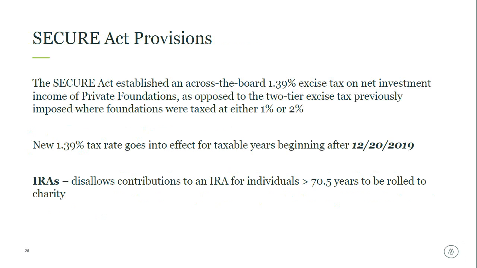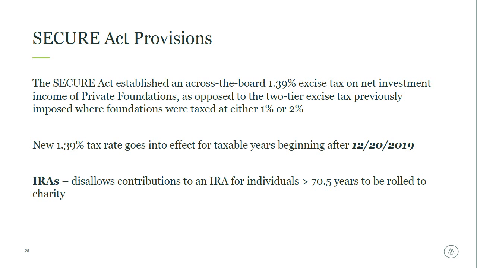So for private foundations, beginning after December 20th, 2019, the excise tax for net investment income is a flat rate of 1.39%, whereas before the tax rate depended on whether you met your qualifying distributions. So it was either 1% or 2%, but now it's 1.39%.